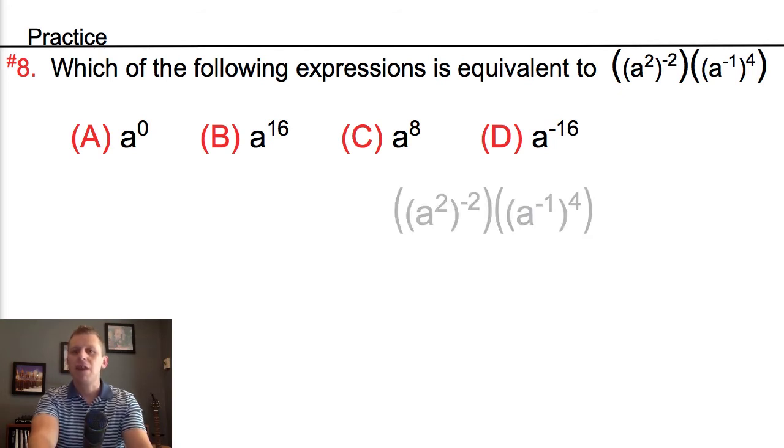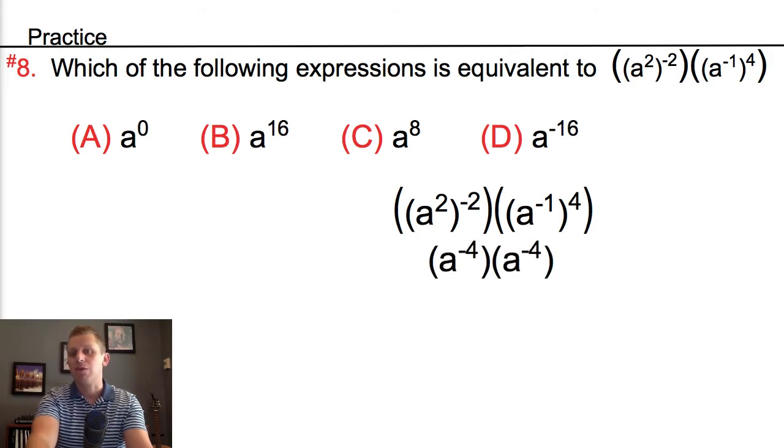Well, again, if I rewrite this, this is another multi-step problem. First, I'll take care of what's inside of these bigger parentheses, and then I'll take the product. When you take a power to a power, you multiply. 2 times negative 2 is negative 4. Power to a power is multiply. Negative 1 times 4 is negative 4.